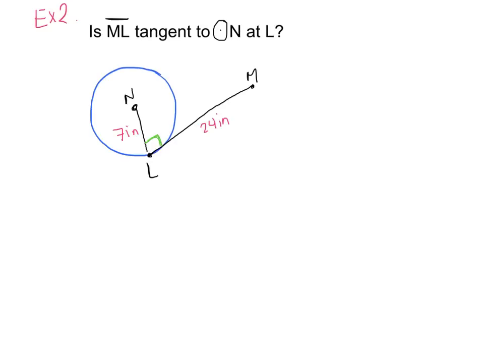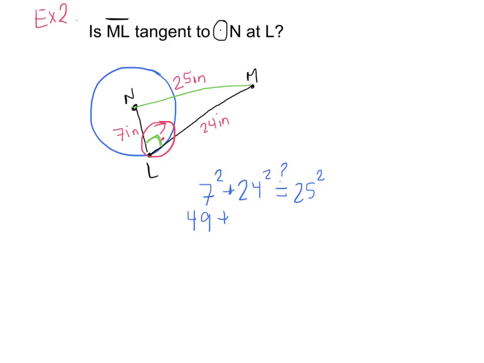Well, what I didn't draw in the picture is that N and M were actually connected, and this measurement was actually 25 inches. Now, if that's given, then I can really check to see if this is really 90 degrees by using the Pythagorean theorem. So let's check. 7 squared plus 24 squared. Does it equal 25 squared? Okay, I know 7 squared is 49, but we're going to have to do these calculations to see if it really is equal to 25.